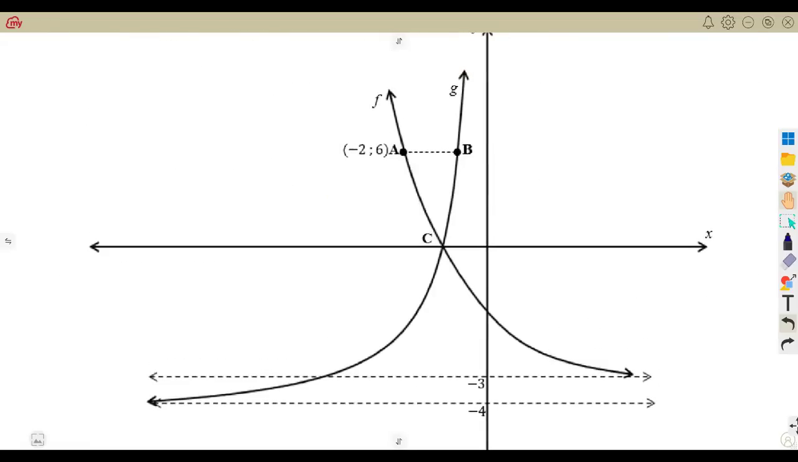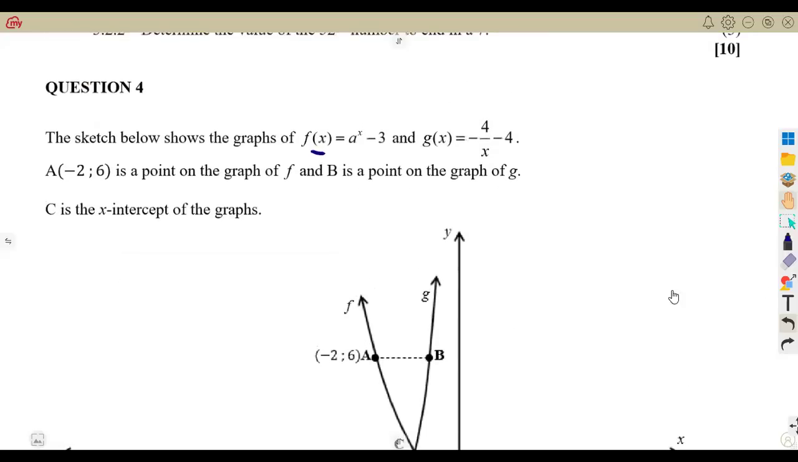For f, we can also see the asymptote is given, minus 3. That is the asymptote. In place of g, the asymptote is taken there as what? Minus 4. We have got all these. So that is important for us to note: the asymptotes here are minus 3 and minus 4 respectively.